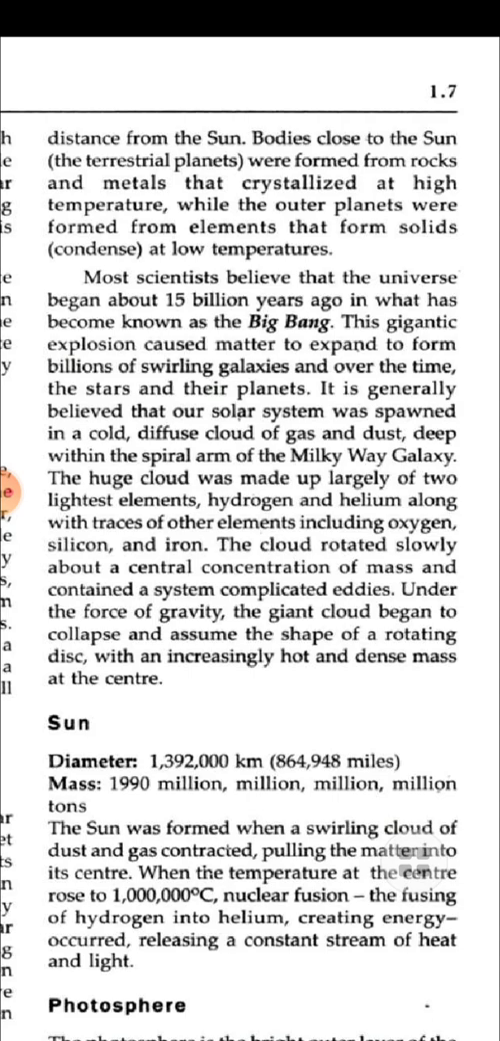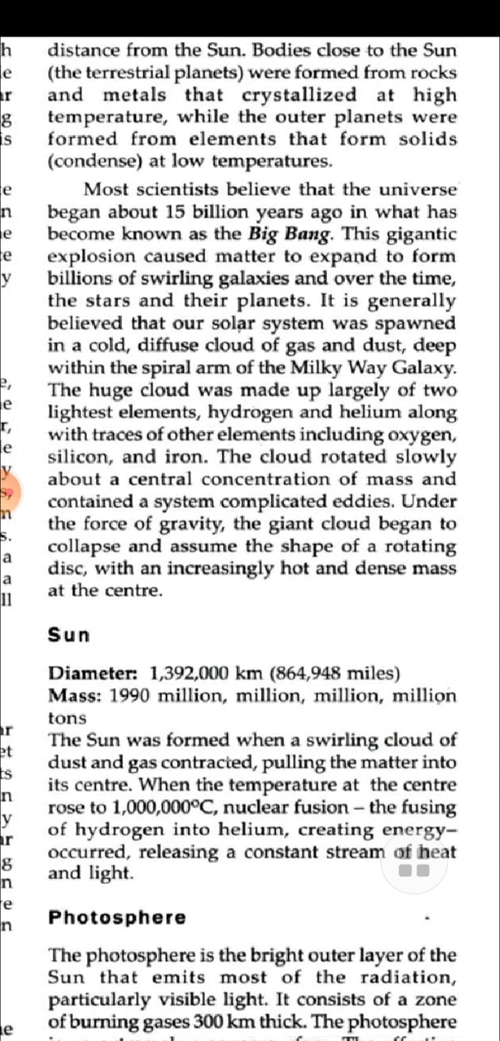The cloud rotated slowly about a central concentration of mass and contained a system of complicated edges. Under the force of gravity, the giant cloud began to collapse and assume the shape of a rotating disk with an increasingly hot and dense mass at the center. The Sun: the diameter is 13 lakh 92,000 kilometers, which means 8 lakh 64,948 miles.